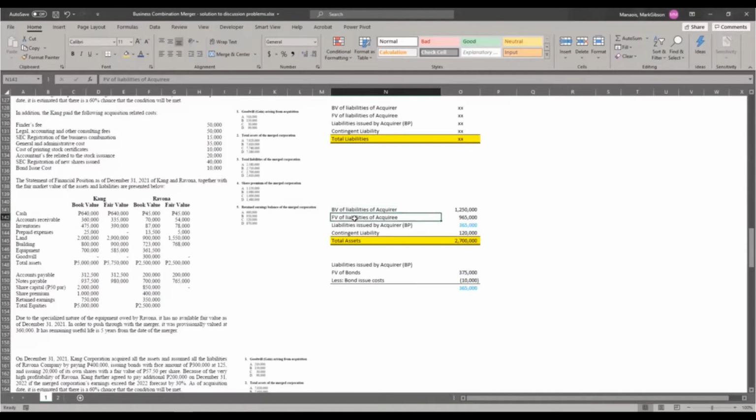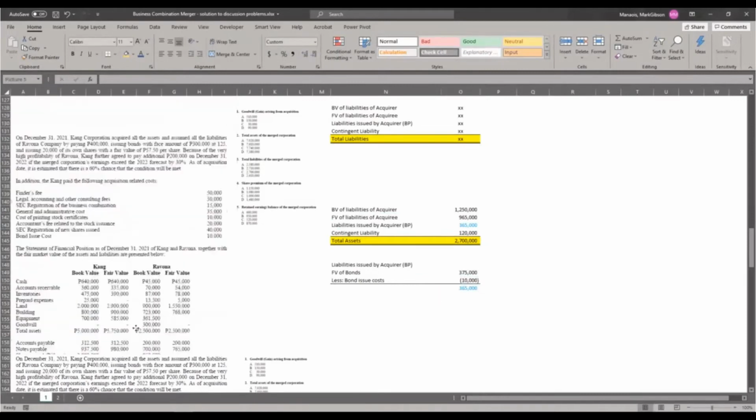Okay, next, we have the fair value of liabilities of the acquiree. Na-compute natin yan kanina, but simply that's 965,000. Liabilities issued by the acquirer, no? So how much is that? That's 365,000. Paano natin na-compute ng 365,000? We have fair value of funds, 375,000.